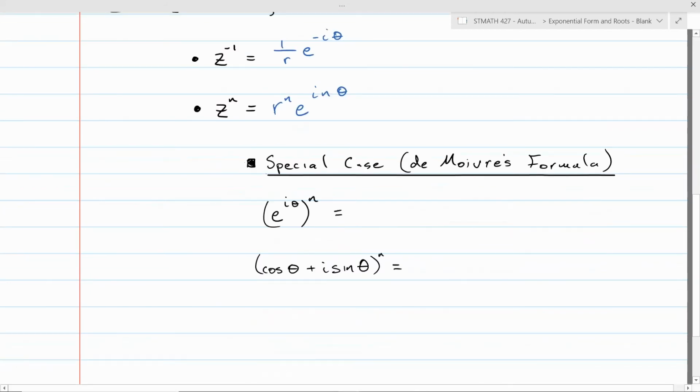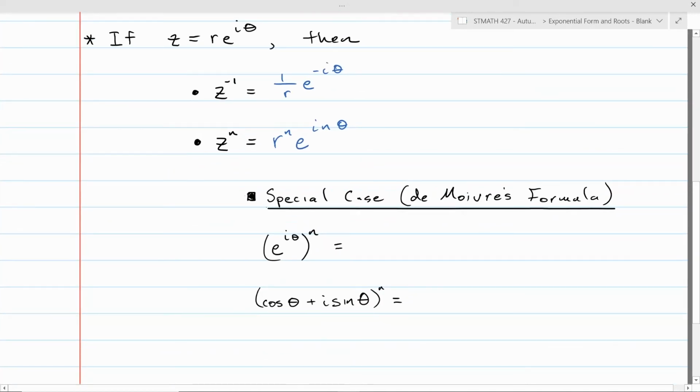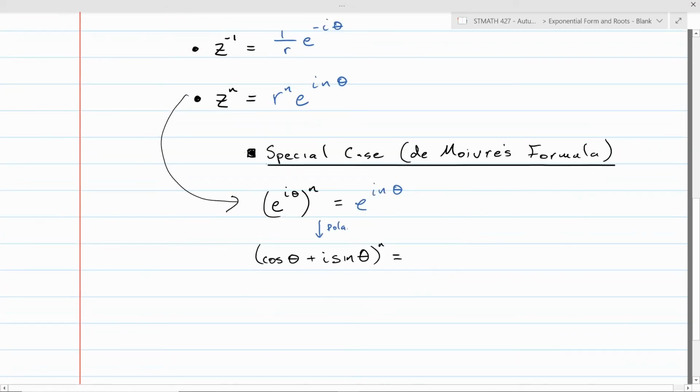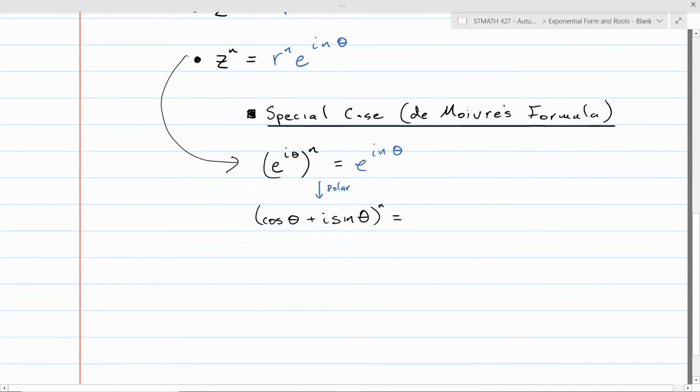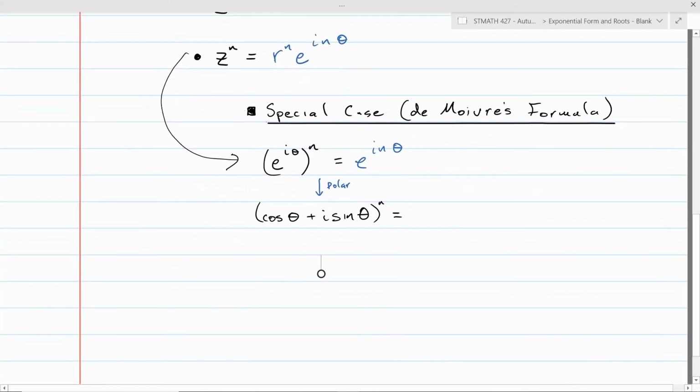And a special case of this raising things to the nth power is if you just take e to the i theta, so the radius is equal to 1, and you raise that to the nth power. Well, according to our exponential formula, we're going to get e to the i times n theta. But when you convert back to polar form, you get something kind of interesting looking. It turns out that if you take cosine of theta plus i sine theta and raise that whole thing to the nth power, you just end up with cosine of n theta plus i times sine of n times theta. You really have to pause for a second and appreciate this formula right here.